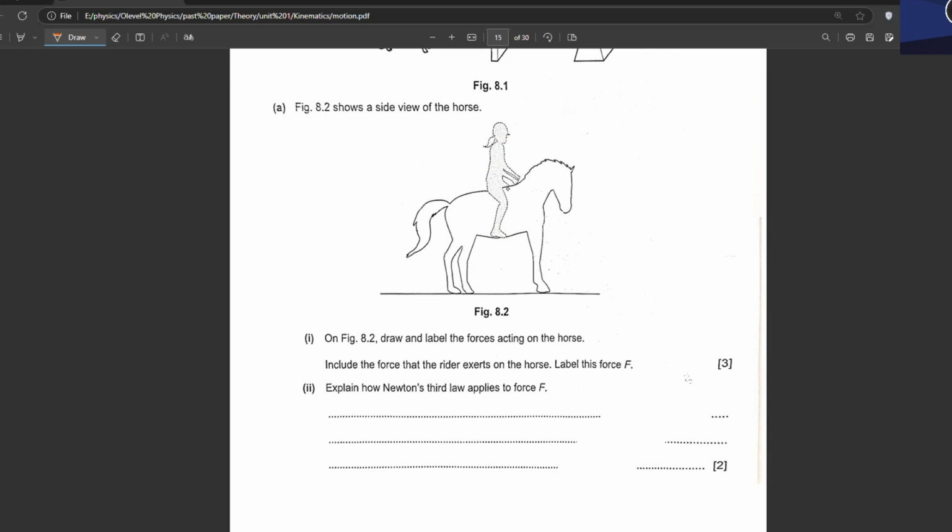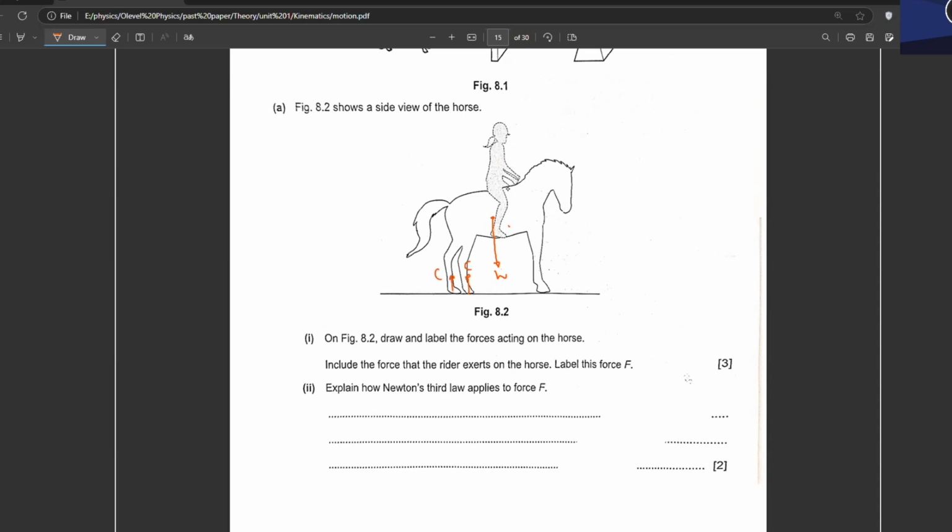Label this F. First of all, the weight of the horse and the person will act downward. There will be a contact force between the legs. Let's label this C1, C2 and C3. C's are contact forces. W is the weight of horse plus rider. Although the question hasn't asked, let me write it for you guys.